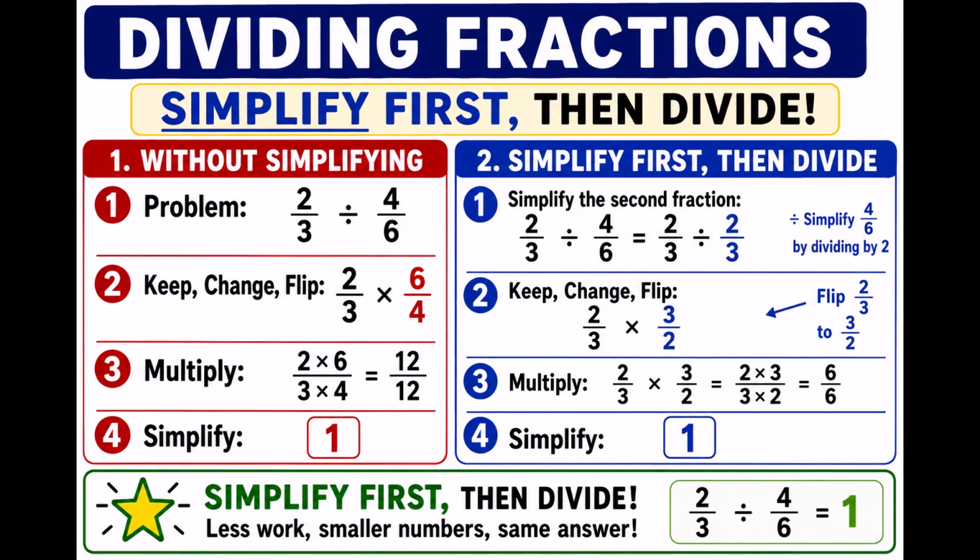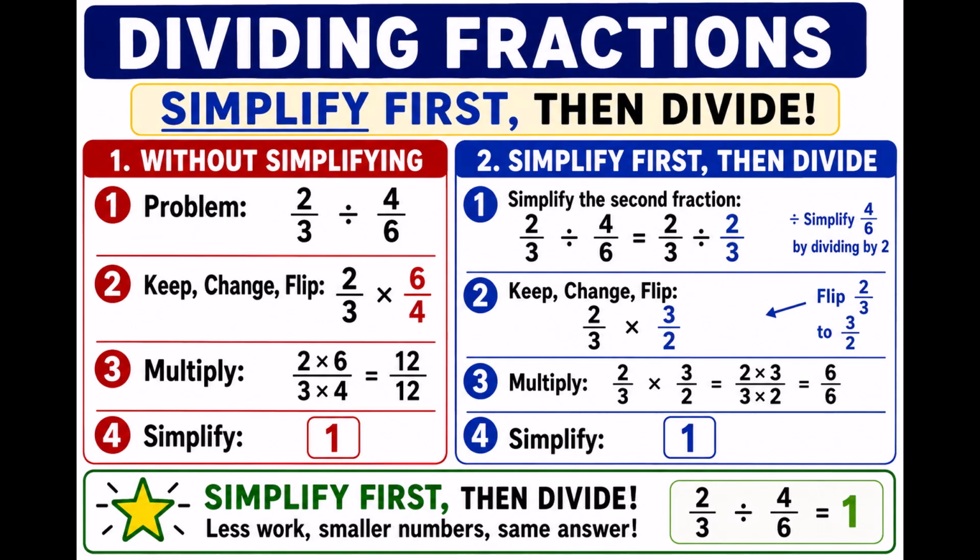Step 3, multiply. So multiply the numerators. 2 times 3 equals 6. And then multiply your denominators. 3 times 2 equals 6. So our answer is 6/6, which is pretty much 1. It's 1 whole. Correct? Yes, excellent job.